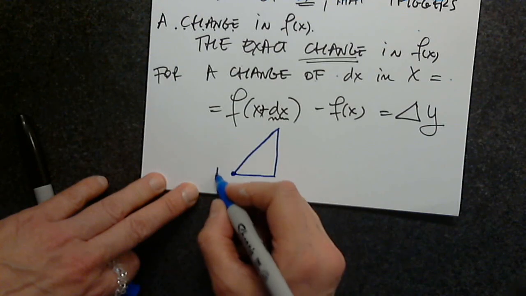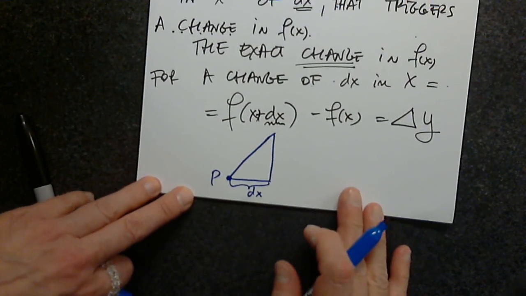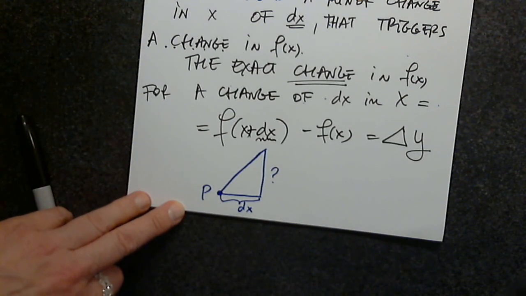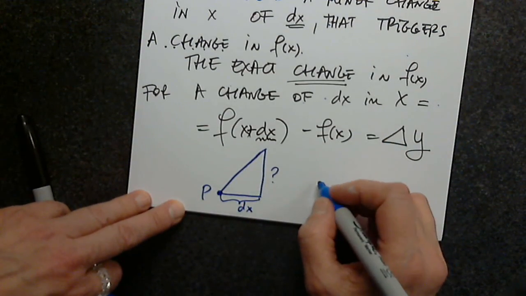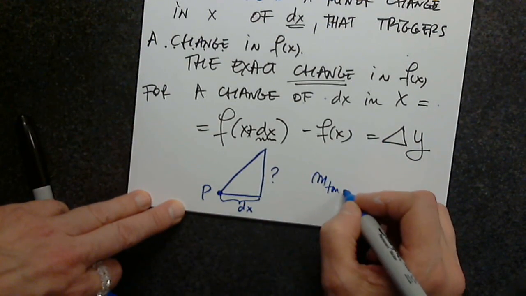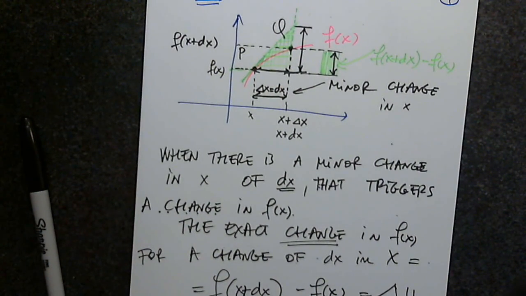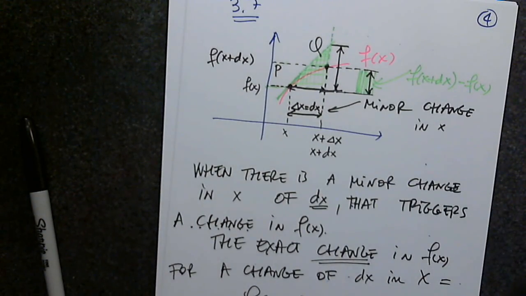Here is point P. This is already known to be dx. This is not known. We don't know what that is yet. But I would like you to give me the slope of the tangent line at P. Forget about the graph right now. Forget about this graph for a second. Just tell me from there, what is the slope of the derivative at P equal to?